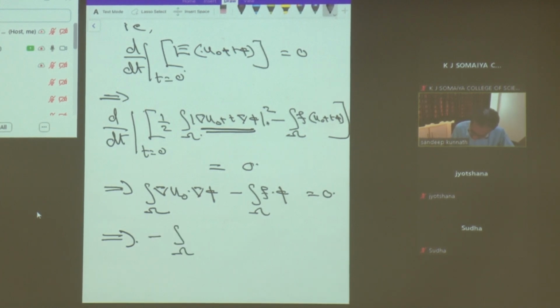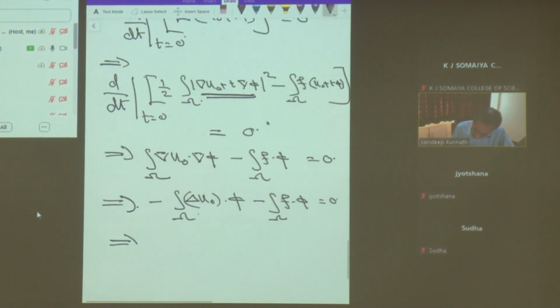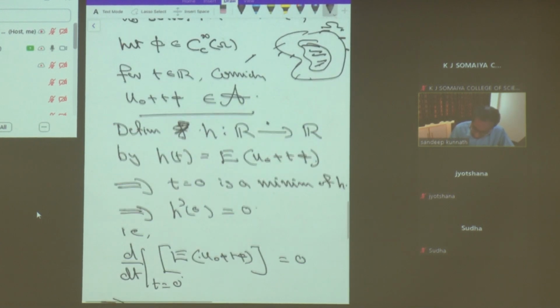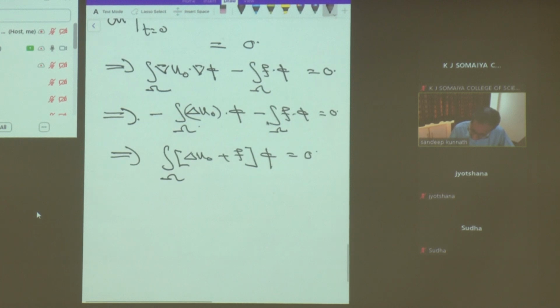I can use integration by parts to change the first one in Laplacian of u naught, this into phi, minus integral over omega f into phi equal to 0. And this implies that integral over omega, you have Laplacian of u naught plus f, this into phi equal to 0. Now note that I have started with an arbitrary phi. So that means this conclusion holds for all phi which is in Cc infinity of omega.